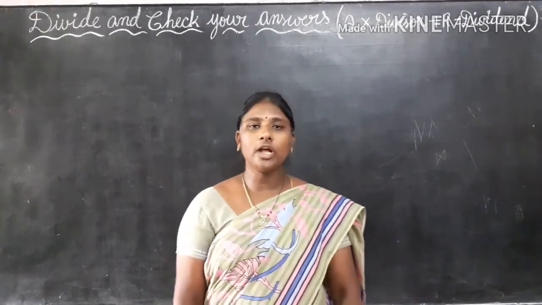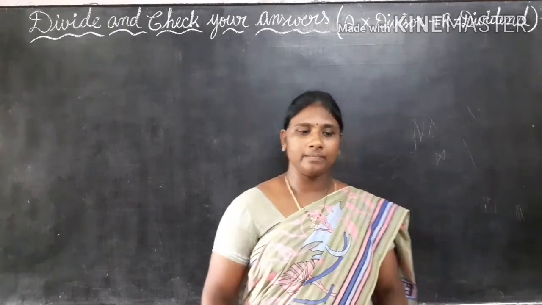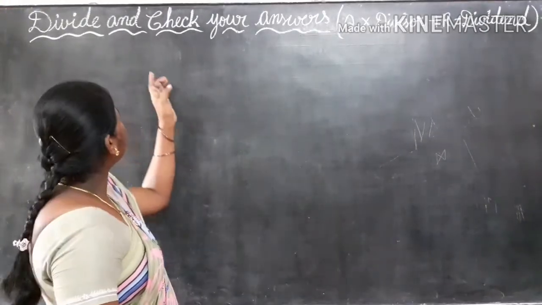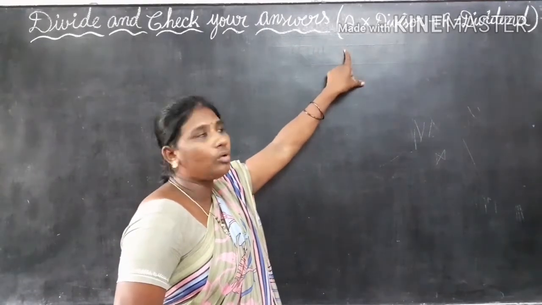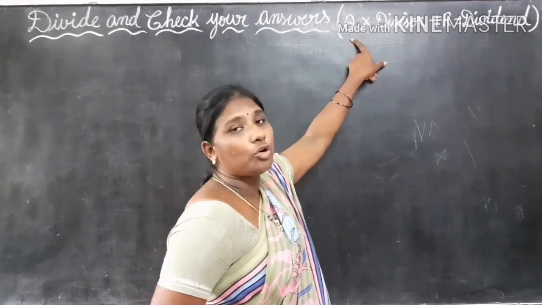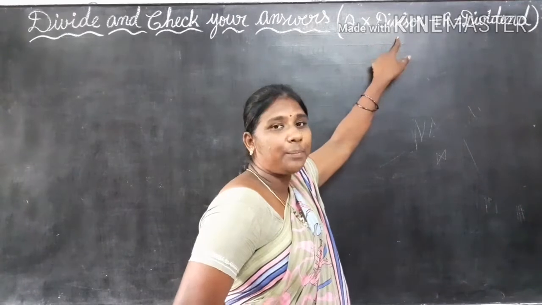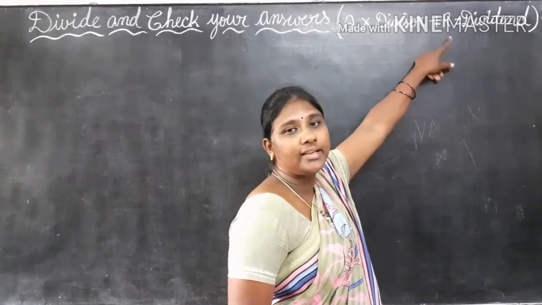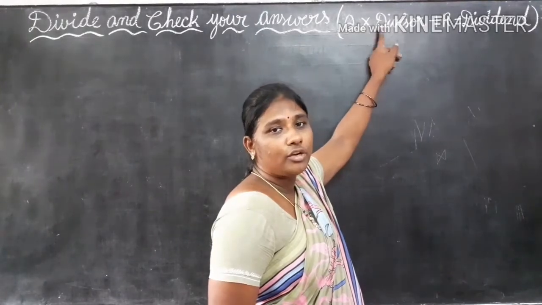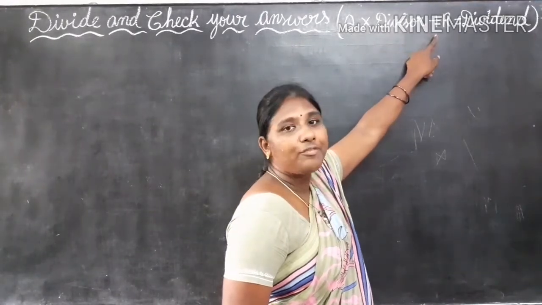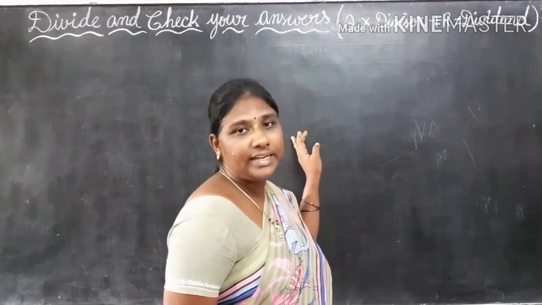Today we are going to learn about problems on division. Divide and check your answers. Here, what is the division rule? Q for quotient. Quotient into divisor plus R for remainder is equal to dividend.